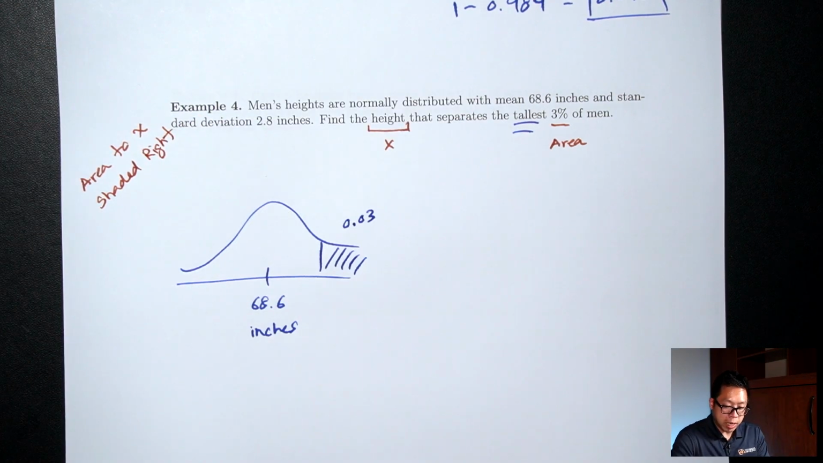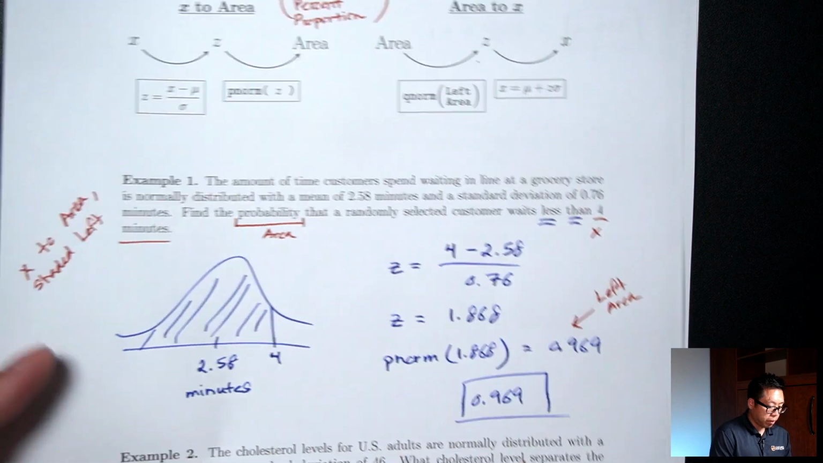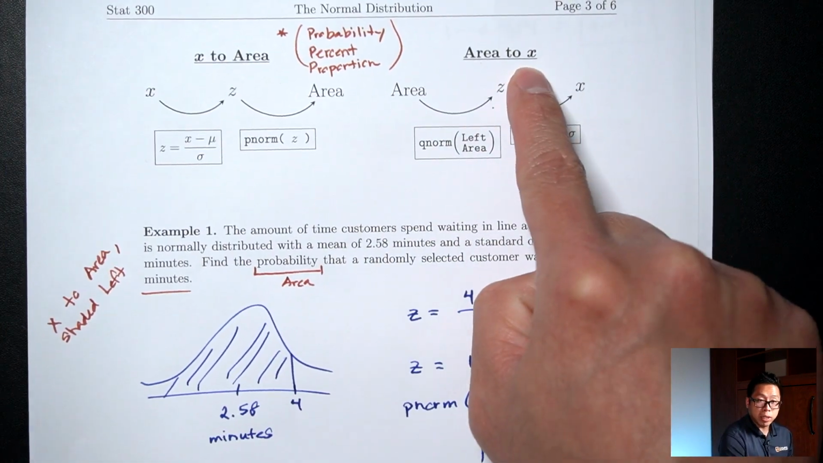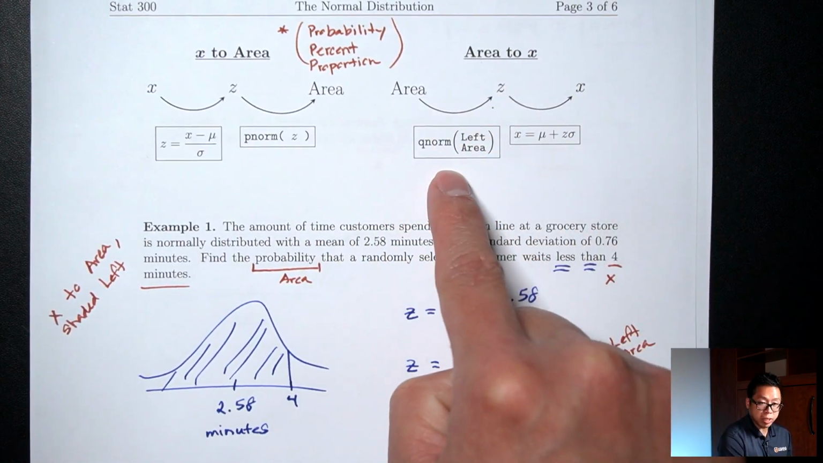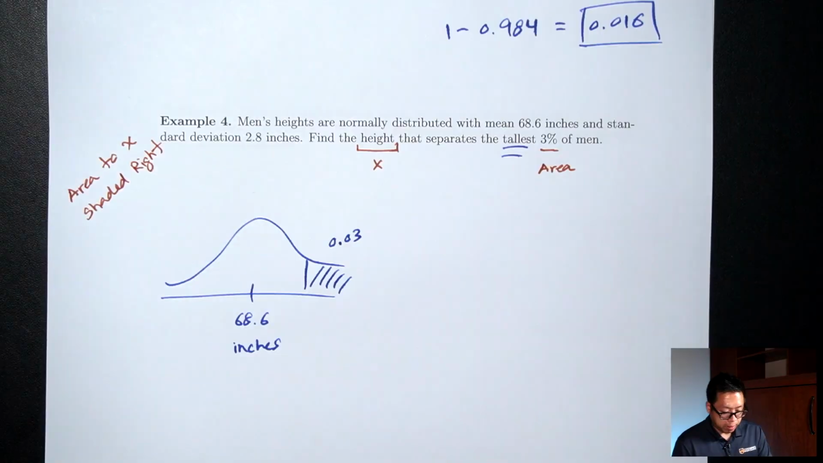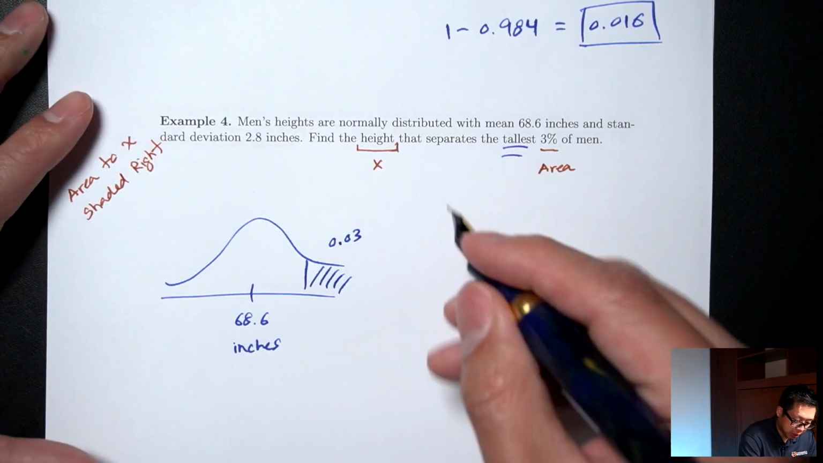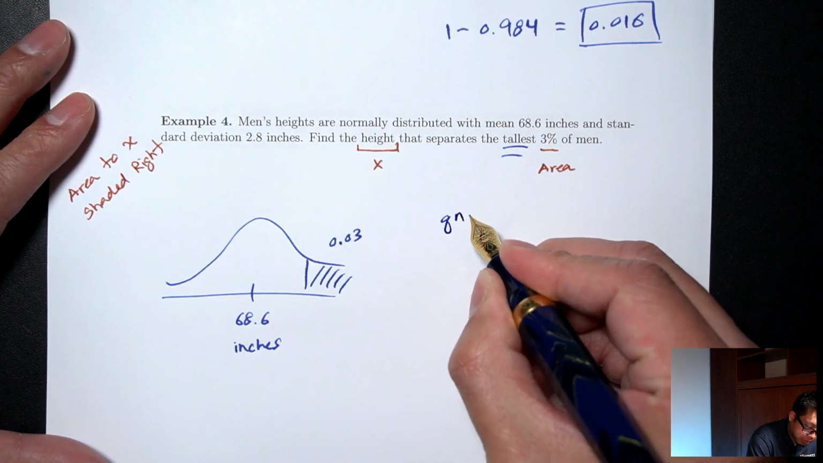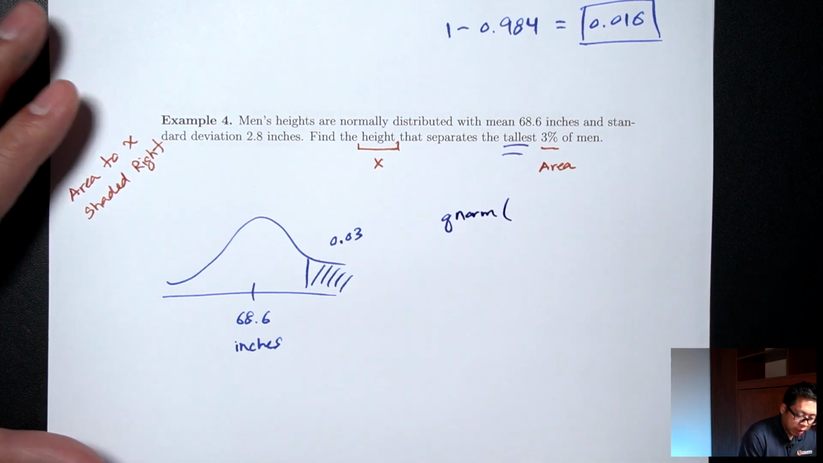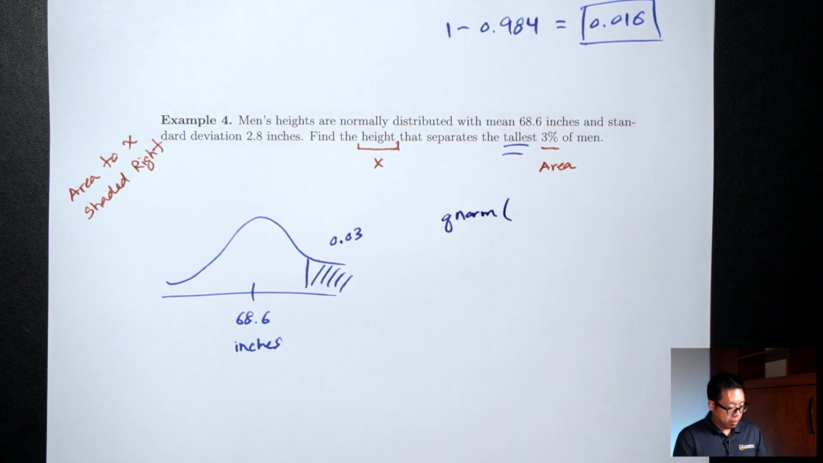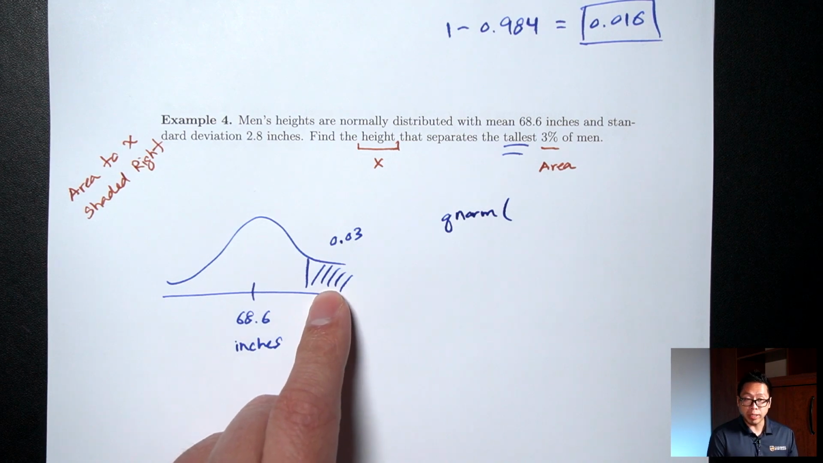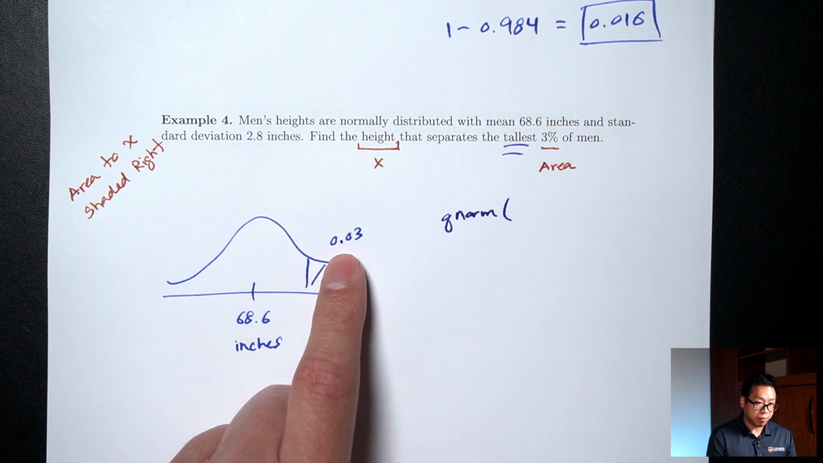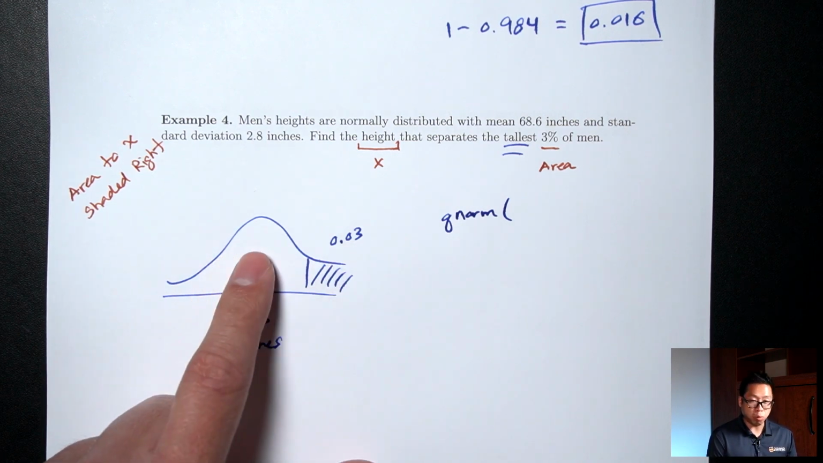Okay, let's look at my diagram to see what I should do next. Area to x, first thing I need to do is go from area to z by doing q norm left area. So q norm left area. Okay, left area. 0.03 is the area to the right. I need to q norm the left area, which is this white part.